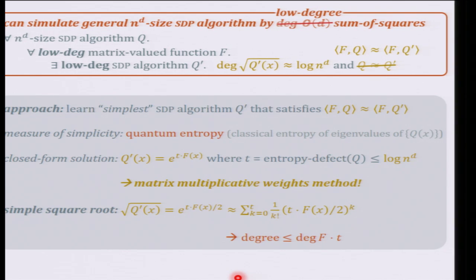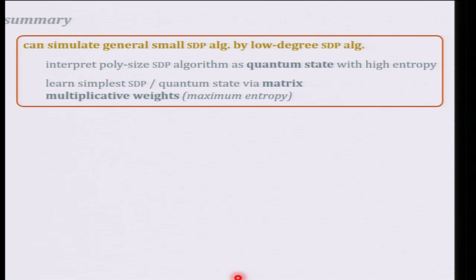Right. And so this is the proof of this key ingredient. So let me sum up. What we saw is a way of interpreting a general small SDP algorithm as in some sense a quantum state, and the way you see that it corresponds to a small SDP is in terms of its entropy. Then we were able to approximate this general SDP by a low degree SDP using some kind of maximum entropy optimization procedure, which is also related to some kind of learning algorithms.